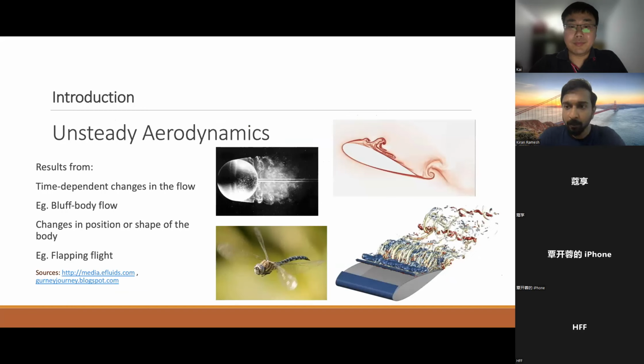So first, a quick introduction to unsteady flows and unsteady aerodynamics. Very broadly, we can say that these flows result from time-dependent changes in the flow, which you can see here in the case of flow behind a bluff body or flow behind a stalled airfoil. In other cases, unsteady flows can also result because of changes in the position or shape of the body. For example, flapping flight, morphing wings, and so on.